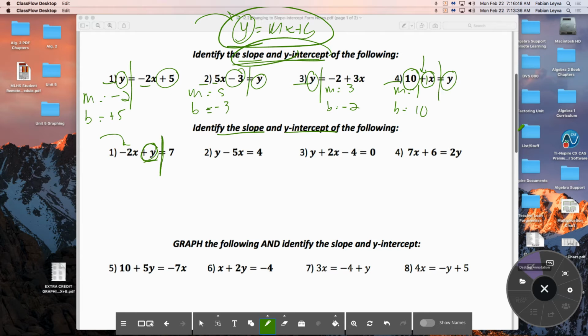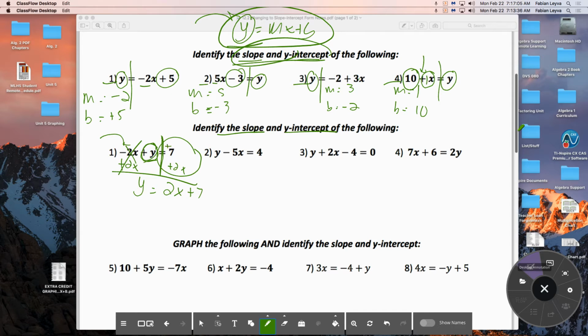Now, what's the opposite of -2x? Well, it's just adding 2x. If I were to add 2x to both sides, that would cancel out. Notice that your y is going to be now by itself. Now, we have to do the math on the right. Notice you have 7 and 2x. You can't combine these because they're not like terms. So you just rewrite them.